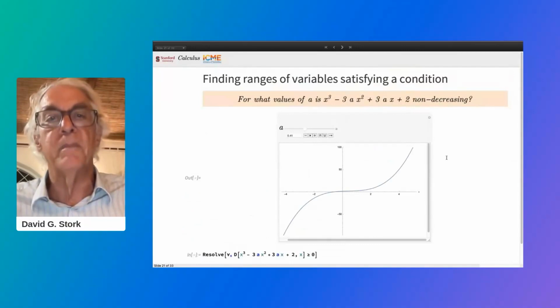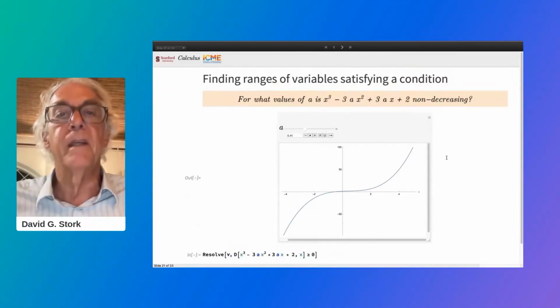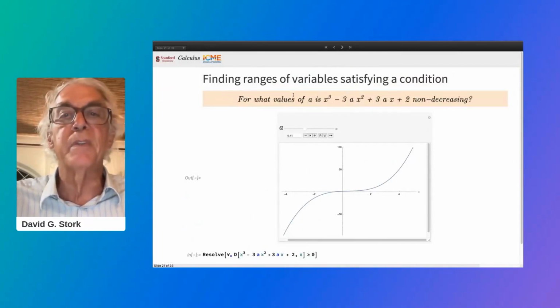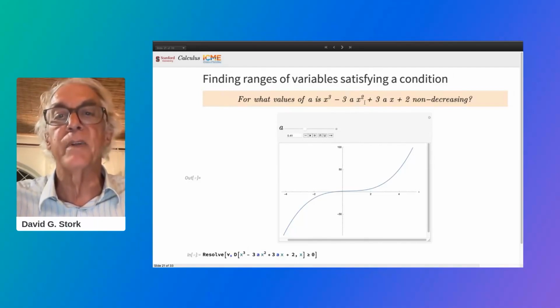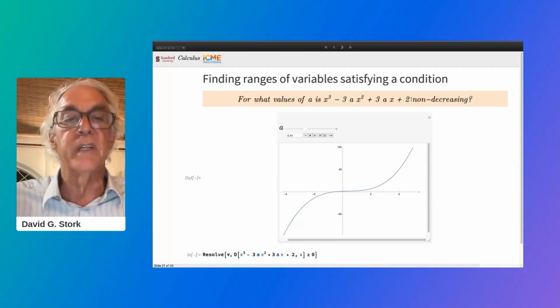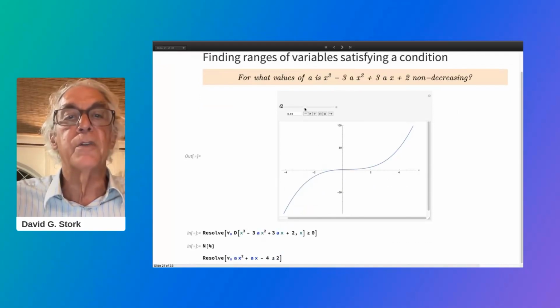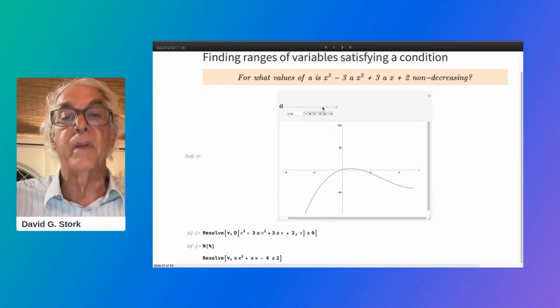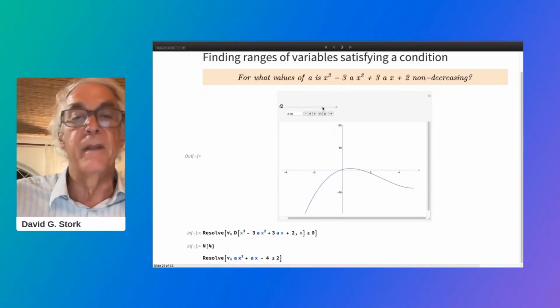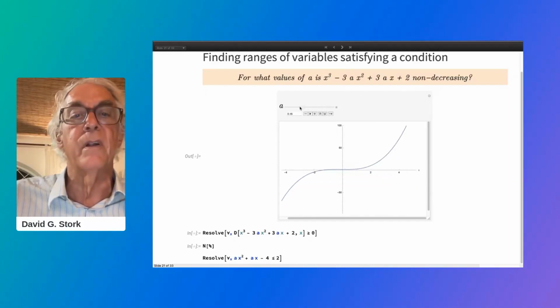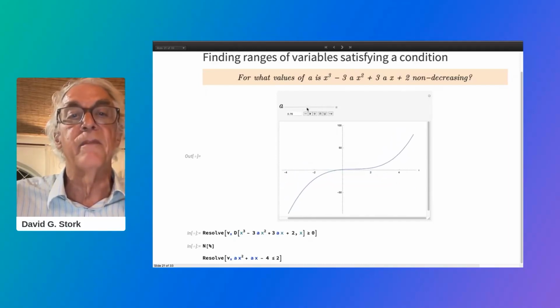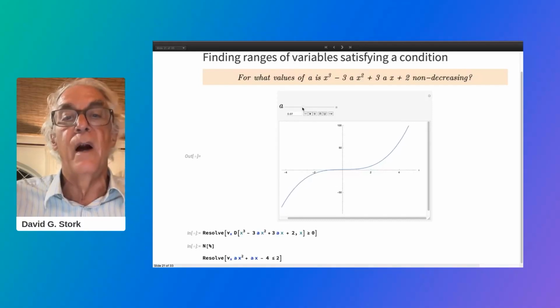Another class of problems that are very easily done is finding ranges of variables that satisfy a condition. For what values of a is x cubed minus 3x squared plus 3x plus 2 non-decreasing? Well, we learn about this. I also like to have graphics and manipulates inside class to give students ideas. It's clear that when a is way up here, it has a decreasing part, and likewise over here. But there's some range of a in which it's monotonic.